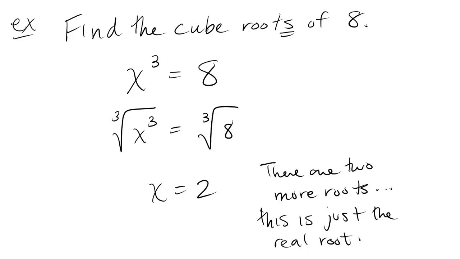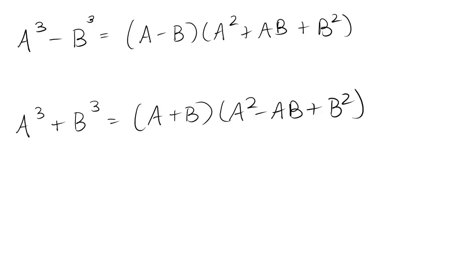Well, the trick here is to get 0 on one side and use the factoring formulas for the difference of cubes. I've put both the difference of cubes and the sum of cubes formula on the screen here in case you don't remember them, but we're going to use the first one in our example. The difference a cubed minus b cubed can be rewritten as a minus b times a squared plus ab plus b squared.